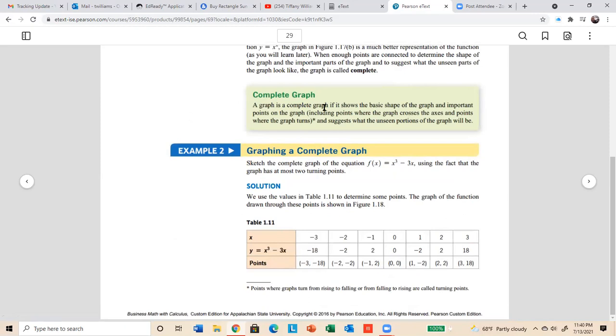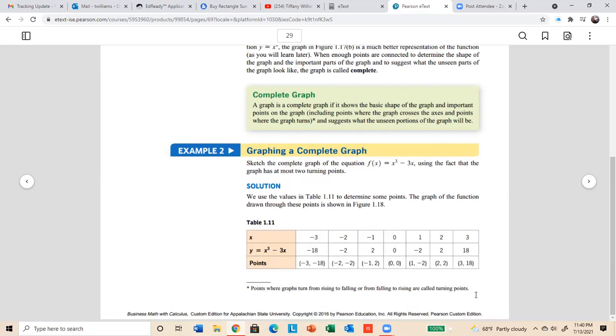A graph is a complete graph if it shows the basic shape of the graph at important points on the graph, including points where the graph crosses the axes and points where the graph turns, and suggests what the unseen portions of the graph will be. Points where the graph turns from rising to falling or from falling to rising are called turning points. Very creative in math, I see.